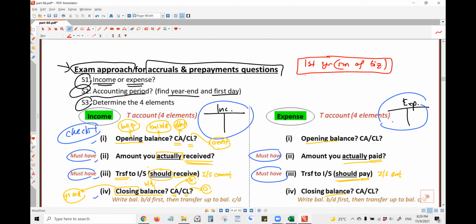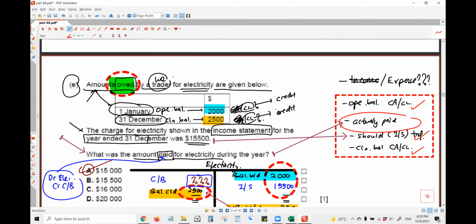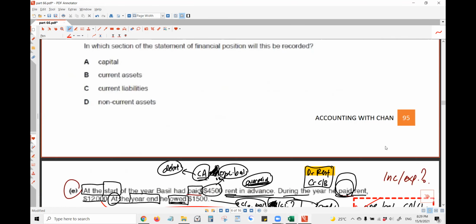Another example where you don't have an opening balance is that the item of income or expense probably doesn't exist in the previous year. In the previous years, that income or expense did not exist. So now I'm going to show you 2 questions where you will not have opening balances. Let's see some questions where we don't have opening balances.